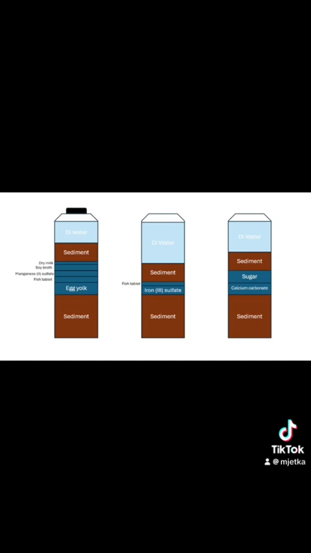The first column contains sediment from the local retention pond in Harrisonburg, 5 grams of egg, fish food, manganese sulfate, soy broth, and dry milk. The second column contains sediment from the local retention pond in Harrisonburg, 5 grams of ferric sulfate, and fish food. The final column contains sediment, 5 grams of calcium and sugar.